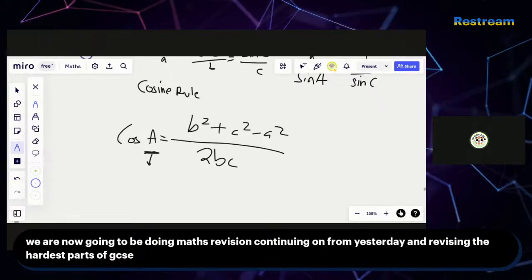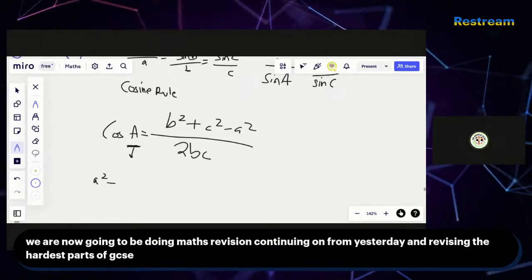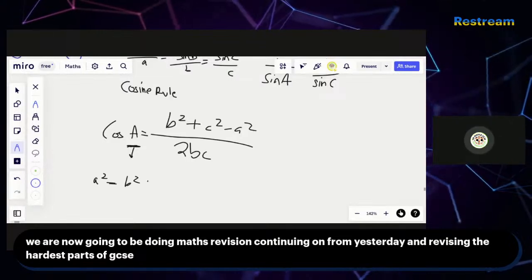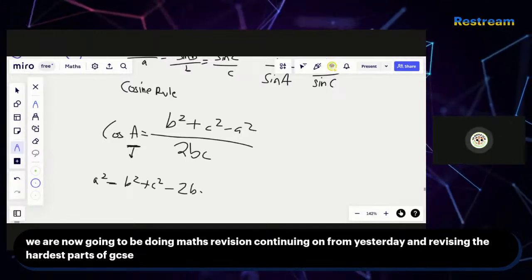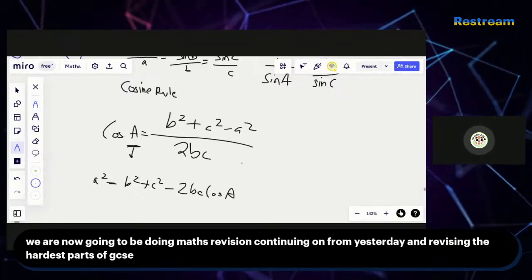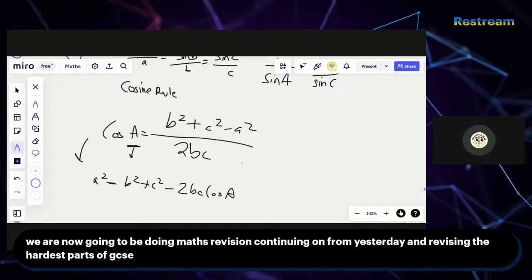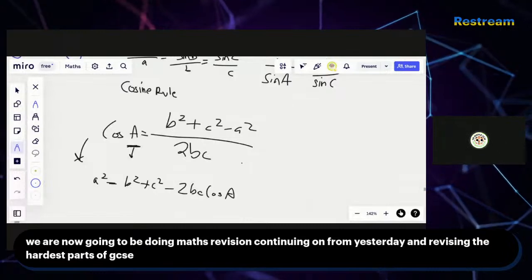Now, if you wanted to find a length, you would use a squared is equal to b squared plus c squared minus 2bc cos A. This form has just been rearranged, but it is a bit difficult, so maybe learning it would be beneficial for you.